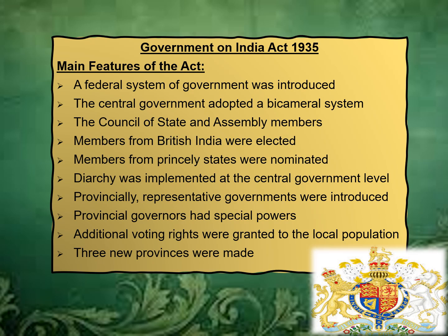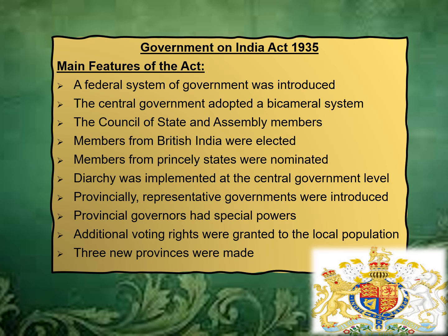Provincially representative governments were introduced, with elected members granted some autonomy in decision making. Provincial governors, also always British, would have special powers, including the authority to dismiss ministers and even dissolve the entire administration during emergencies. Additional voting rights were granted to the local population with a property qualification for voting, and it would result in a total of 35 million eligible voters, including 5 million women.